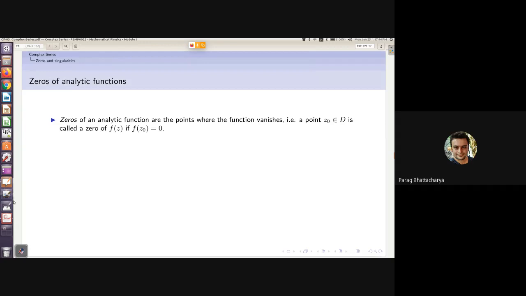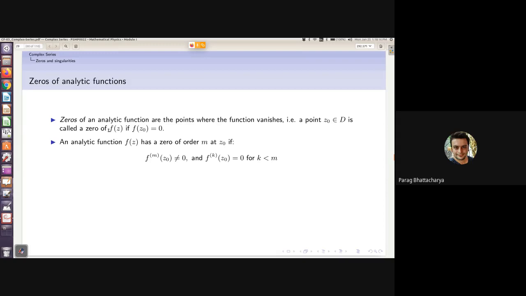So what are zeros of an analytic function? The name itself suggests what it is. A zero is a point at which the function vanishes. Suppose I have a point z naught which belongs to the domain, then this point z naught is called a zero if the value of the function is zero at that point. Very straightforward.